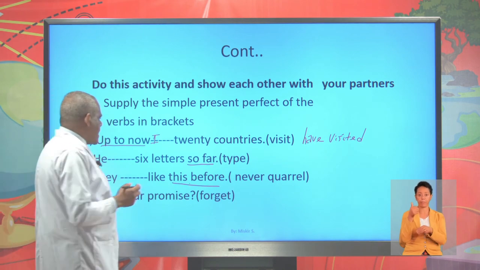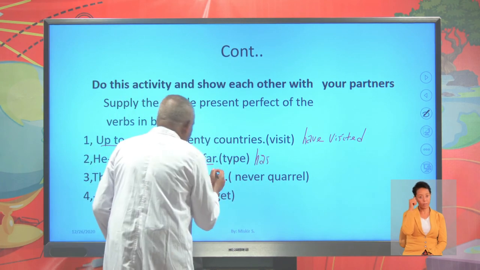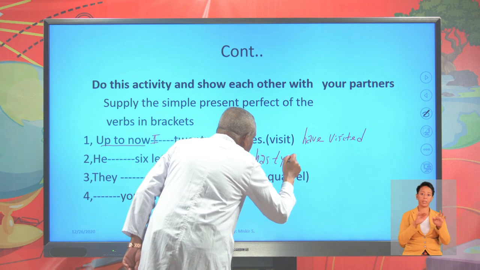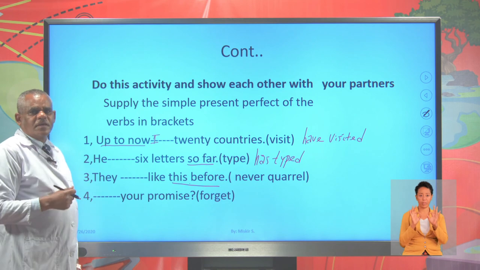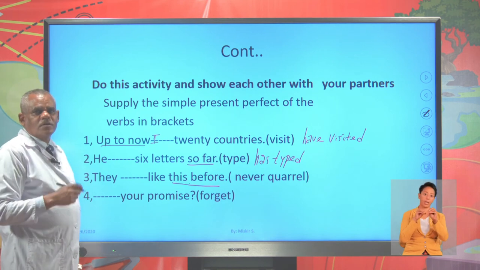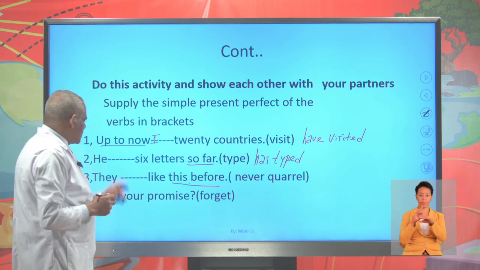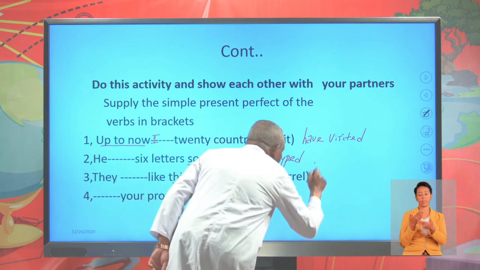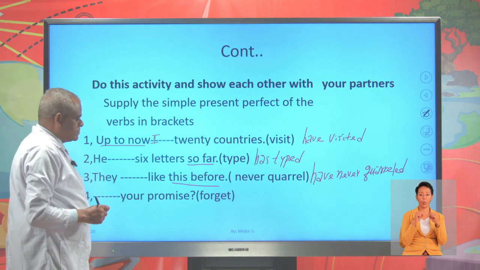So, he has typed. The subject is already written here. Now, he has typed. It's the appropriate answer. Very nice. This is a recently completed action, which stands for the first case. They have never quarreled like this before. So in such a case, look now, they have never quarreled like this before. That's it.